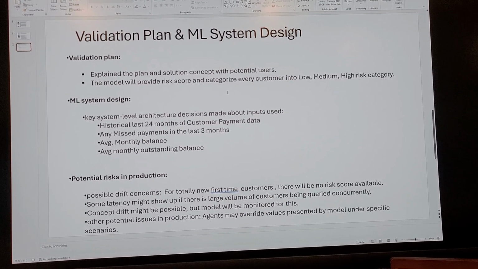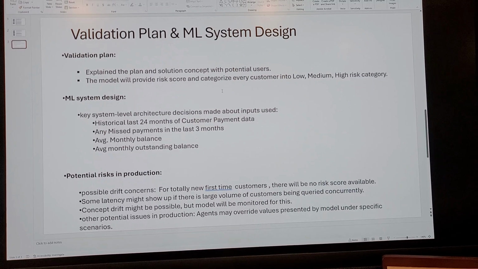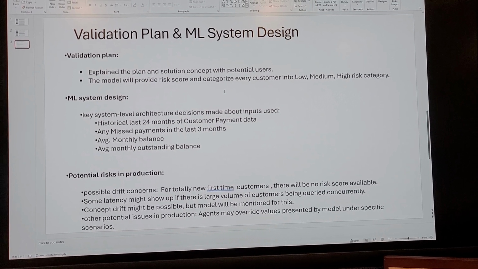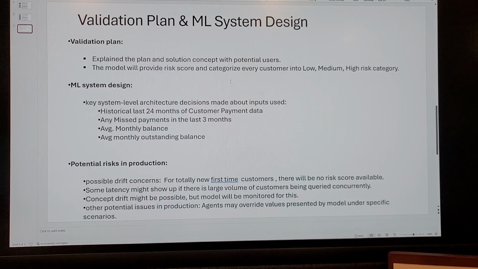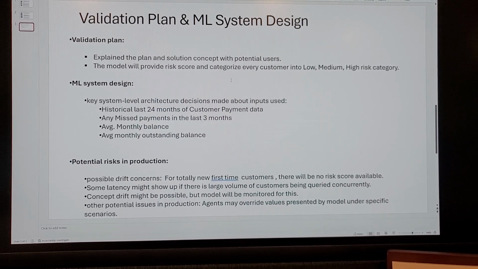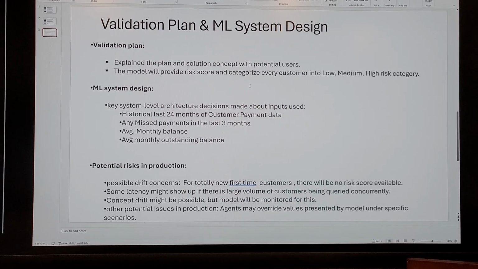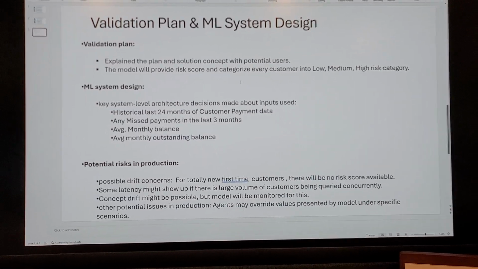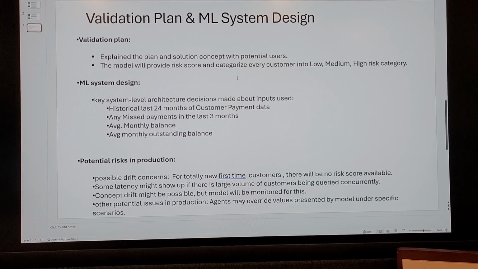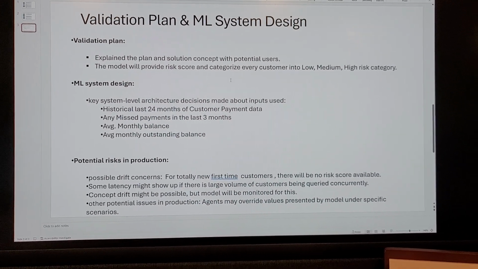Other potential issues could be that agents would need the ability to override values presented by the model in certain edge scenarios. There could be personal hardship. There could be some cases where the model might provide high risk, but there might be special circumstances the customer is going through. So agents would be able to override in those special edge scenarios.